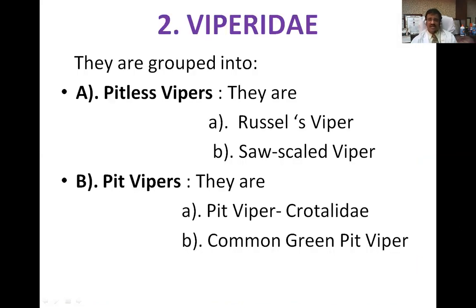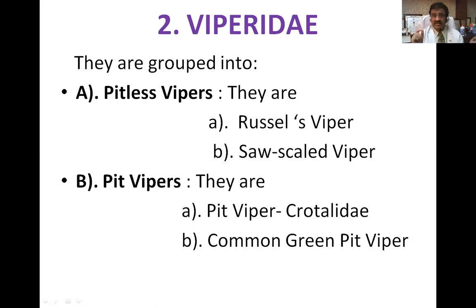Now we'll go to another family of poisonous snakes, that is Viperidae. Viperidae are subdivided into two groups depending upon the presence and absence of the pit. The presence of a pit means a small depression near the eye, in front of the eye. They are called pitless vipers because they don't have a pit, and pit vipers because they have a pit. So there are two types of pitless vipers. They are Russell's viper and saw-scaled viper.